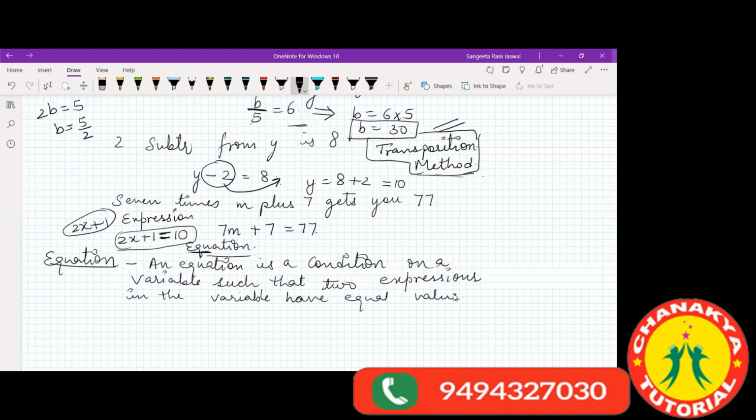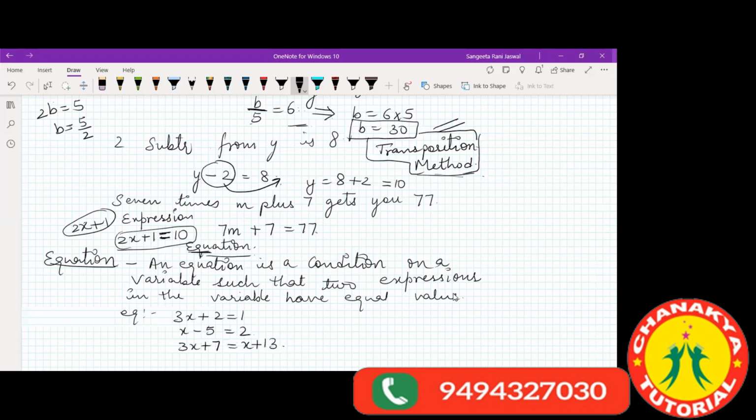That means your left hand side should be equal to right hand side. For example, you can say like this: 3x plus 2 is equal to 1. Or any more equation, you can even say x minus 5 equals 2. This is just an example I'm giving you. 3x plus 7 can be equal to x plus 13. Right? Like this.